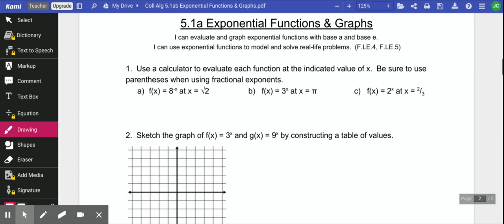I hope that you have a calculator handy, but if you plug this into your calculator, you're just going to do 8 to the negative square root of 2. Your calculator can handle this, so please plug it in and make sure you get 0.053.